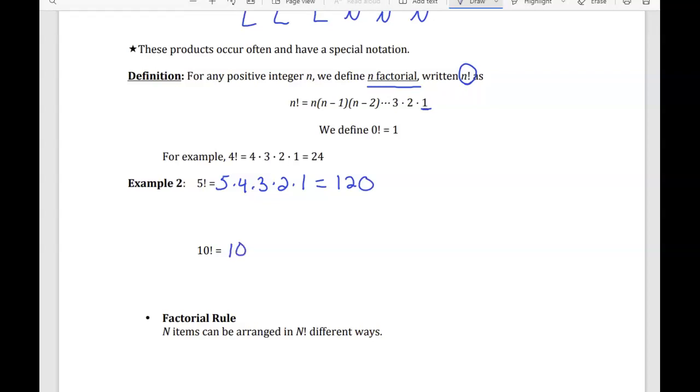10 factorial, I'm going to start with 10. 9, 8, 7, 6, 5, 4, 3, 2, and 1. I multiply all of those out. I will get 3,628,800. If I am going to select everything and arrange them in a certain order, and I'm going to take all my objects, then it's going to be a factorial.